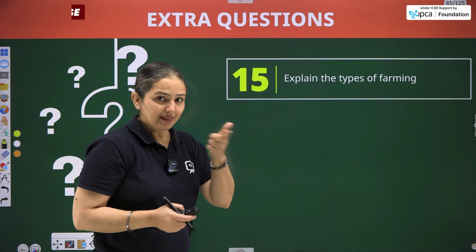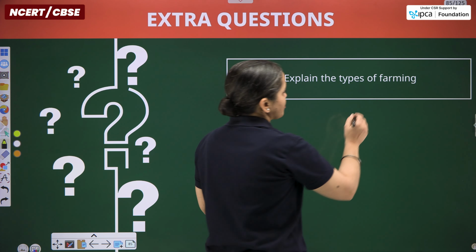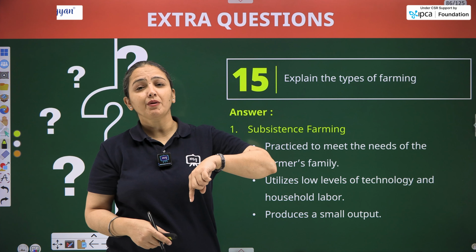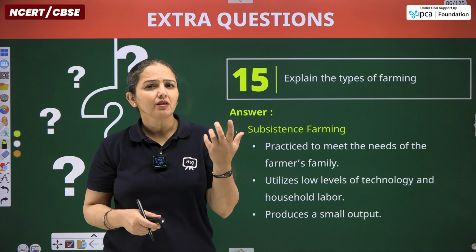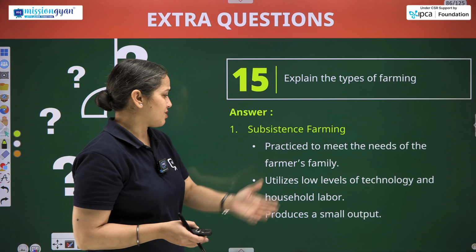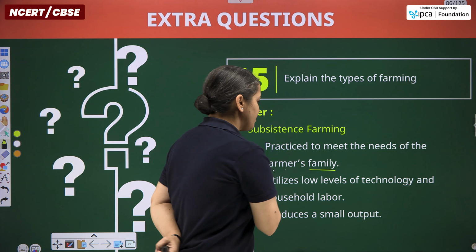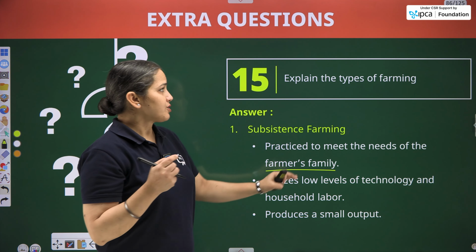Now, lengthy type of questions. Explain the types of farming. Basically of two types, subsistence farming and which type of farming? Commercial farming. So, subsistence farming is practiced to meet the needs of the farmer's family, for one's own consumption.